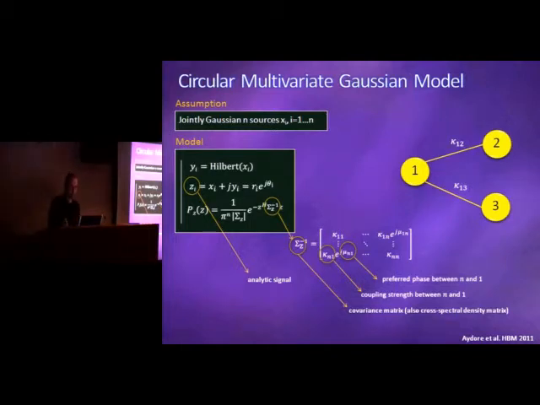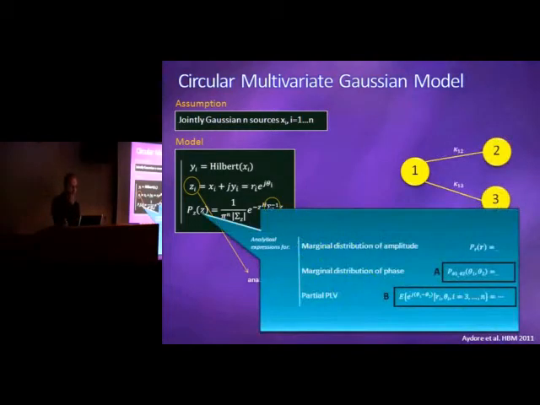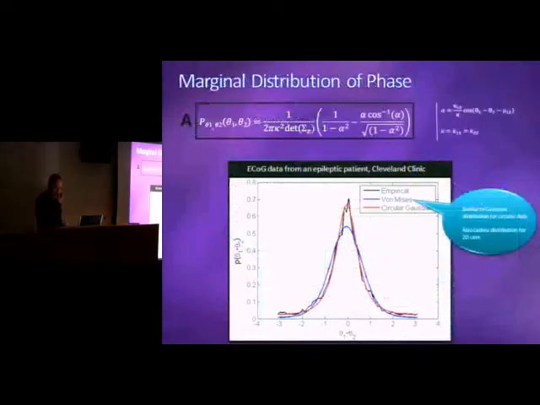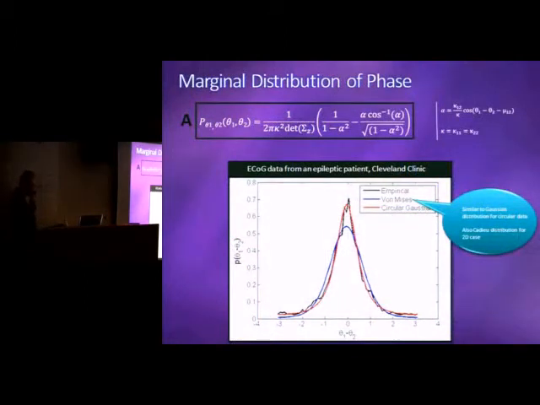And there were pages and pages of analytical derivations which you don't want to see, but we did get some expressions for the several quantities, like the marginal distribution of amplitude, the marginal distribution of the phase, and also the partial phase locking value. So I'll show you in the next two slides these A and B quantities. And this is quantity A, the marginal distribution of phase. And yes, it looks complicated.